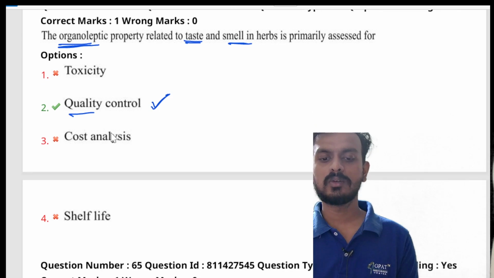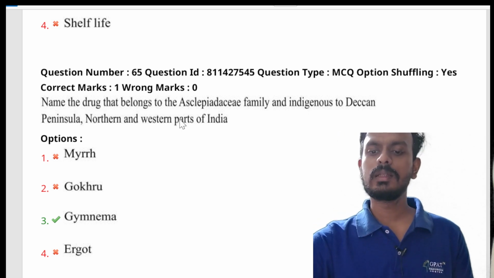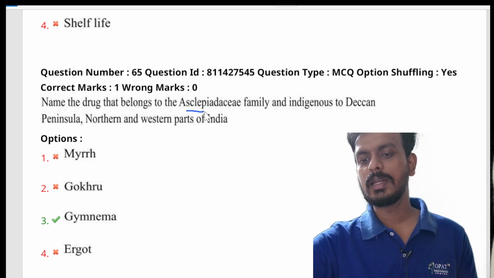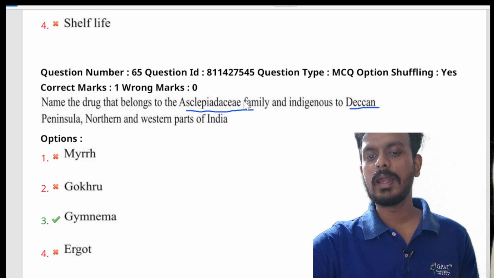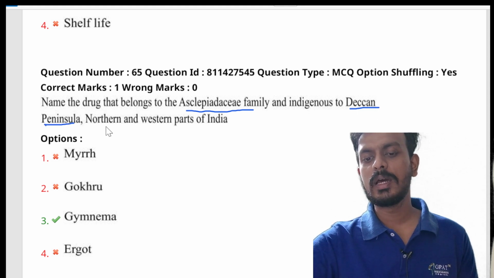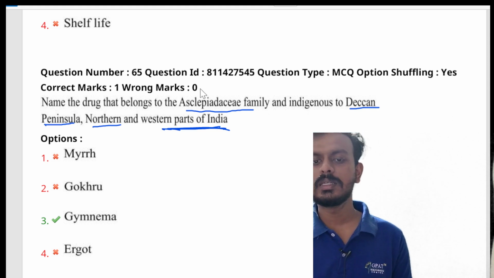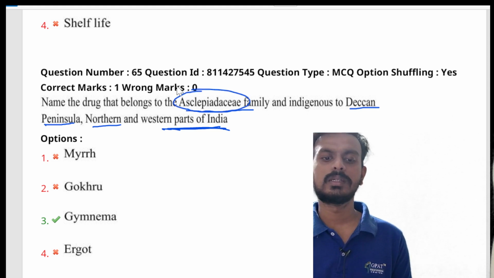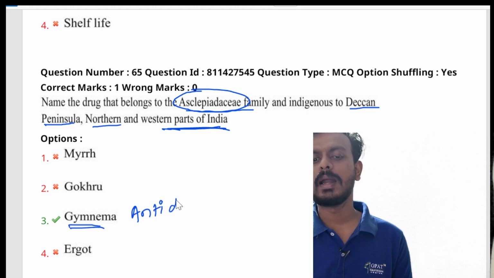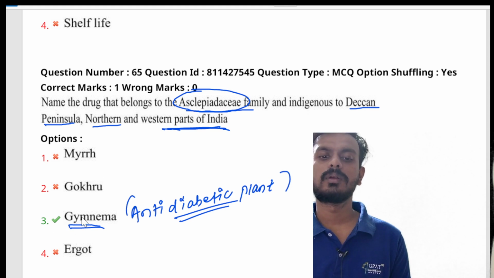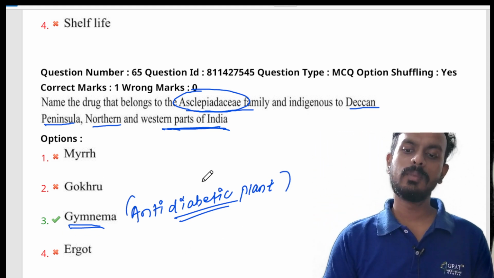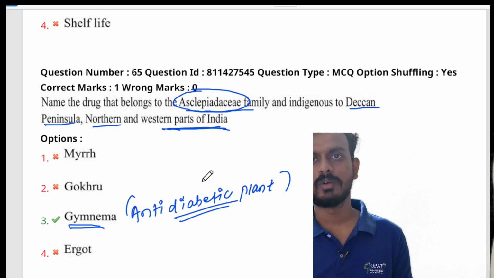Okay, next question number 65. Name the drug belonging to the Asclepiadaceae family, indigenous to the Deccan Peninsula, northern and western part of India. So which drug is located in this region and has the family Asclepiadaceae? Your right answer is Gymnema. Gymnema is used as an anti-diabetic plant. Please remember. These things have already been discussed in our theory class.